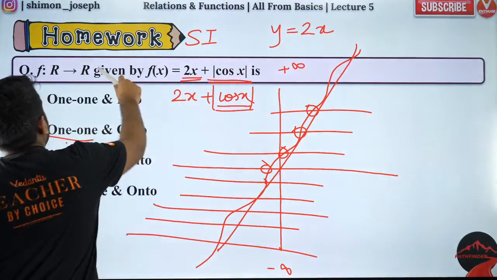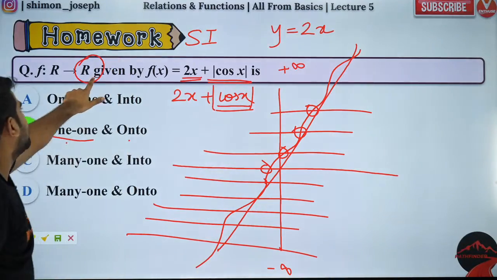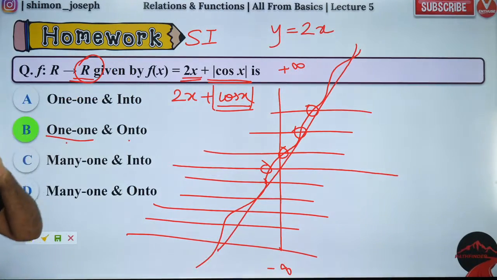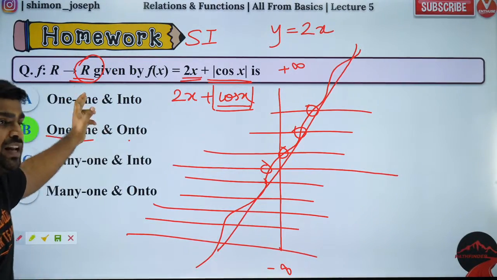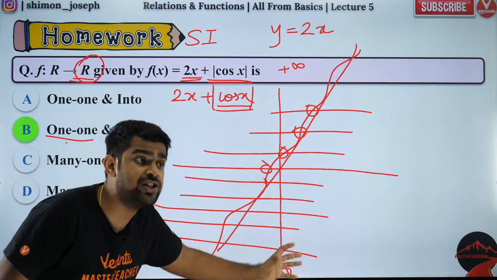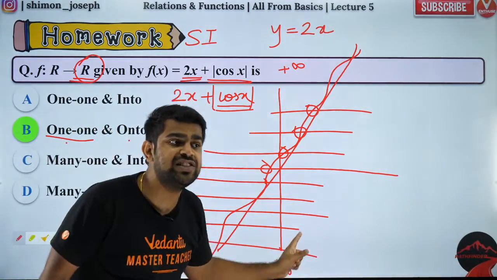What is codomain? Codomain is real numbers, na Chaitanya. Codomain is given to us in the question. So if the codomain is real numbers, we need to check whether range is also real numbers. Is the range real number?